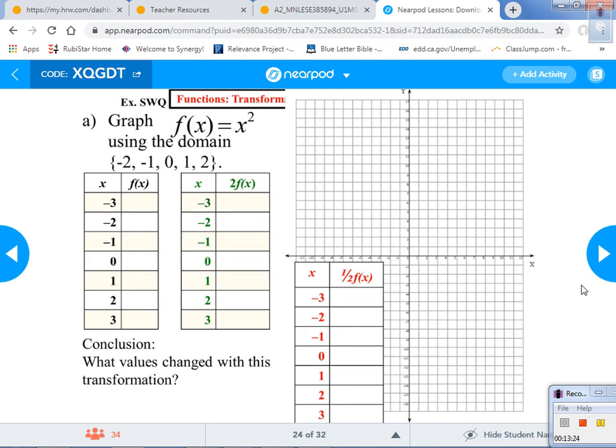Get your graph paper, please. Did you guys get graph paper? Send the gophers, please. They're over here. One per person.